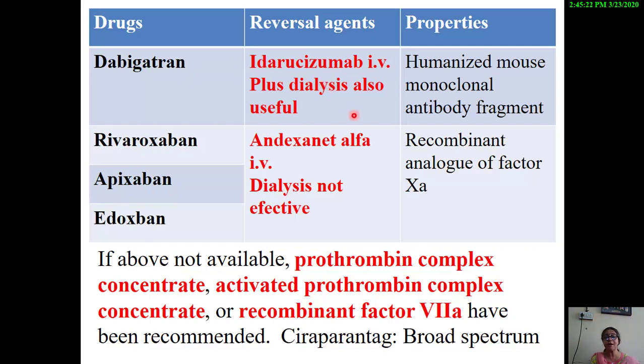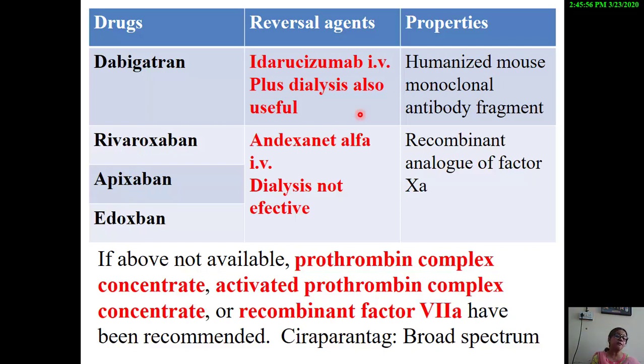I'll repeat, it goes by the name of idarucizumab, which is given IV, and chemically it is a humanized mouse monoclonal antibody fragment which has a very high affinity for thrombin, roughly 350 times greater affinity for thrombin as compared to dabigatran.